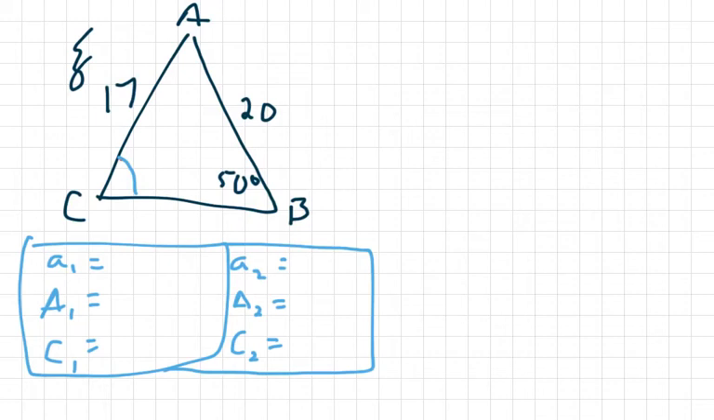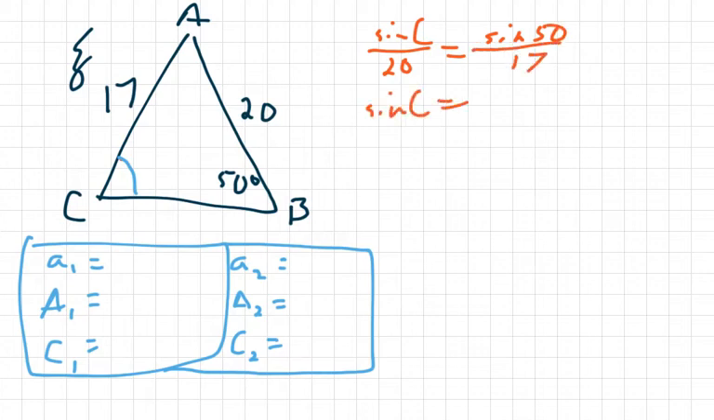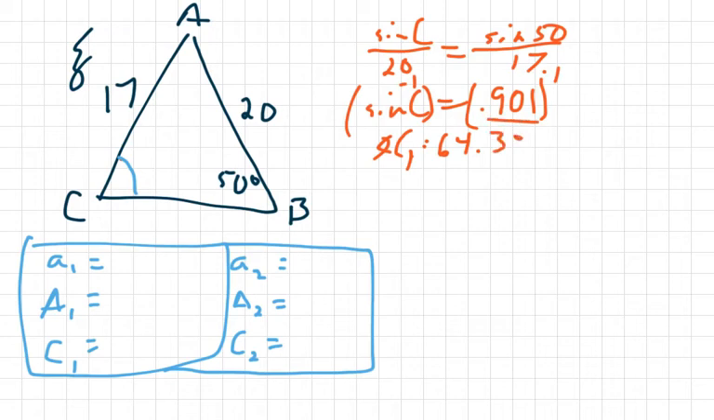We got sine of C over 20 equals sine of 50 over 17. Sine of C equals 0.901. Second function sine that one, or inverse sine. So we get angle C1 equals 64.3 degrees. 64.3 degrees. Perfect. All right.